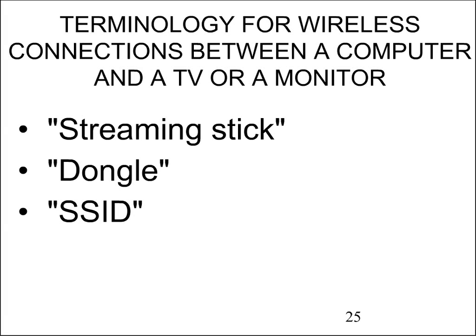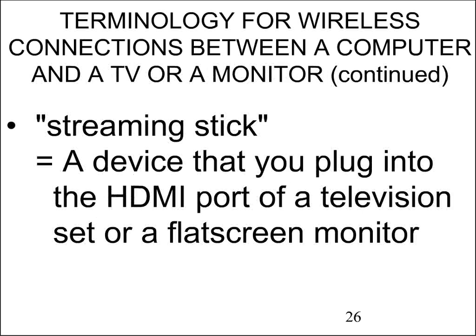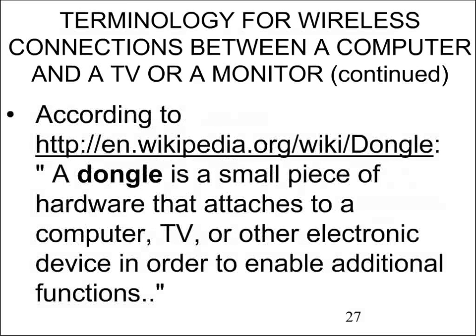A streaming stick is anything that is kind of thin and small looking that plugs into your TV or your monitor, and it has to plug into an HDMI port before someone is going to be willing to call it a streaming stick, and it has to be fairly thin. A dongle is a small piece of hardware that you attach to a computer, a TV, or another device in order to enable additional functions. Originally, they were used to keep people from pirating software.